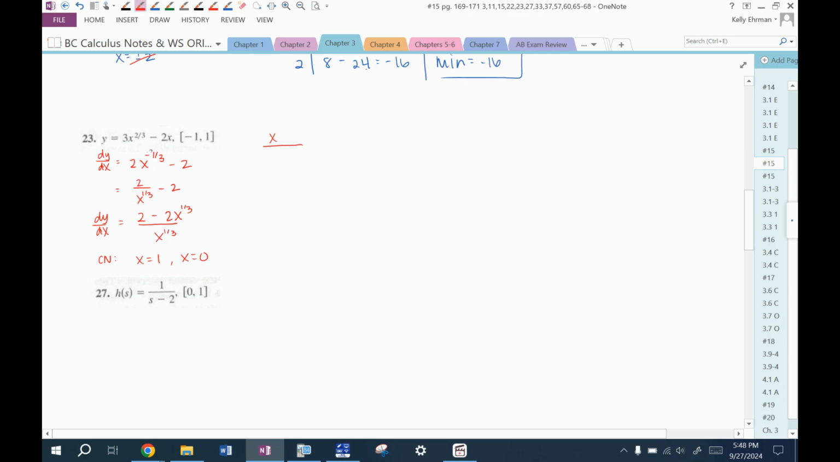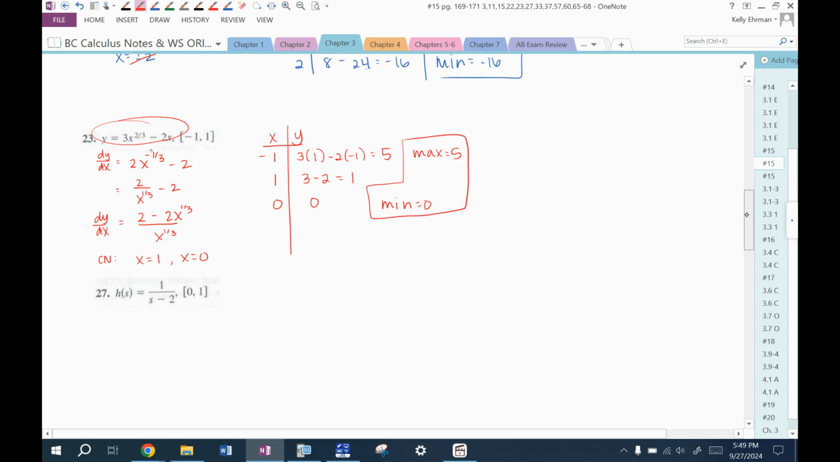So again, our candidates are going to get listed out here, and we're going to plug into y this time. So the endpoints need to go in, and then one of the critical numbers is an endpoint, so that's fine. So we don't have to put it in twice. If I plug in negative 1 into the original y equals, I get 3 times, so negative 1 squared is 1, and then the cube root of that is also 1, minus 2 times negative 1, so that's 5. If I plug in 1, I get 3 minus 2, which is 1, and if I plug in 0, I get 0. So the minimum is 0, and the maximum is 5.